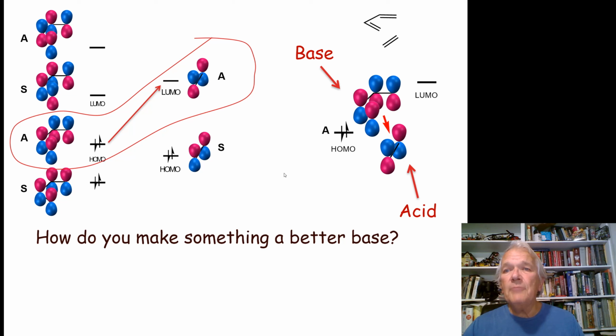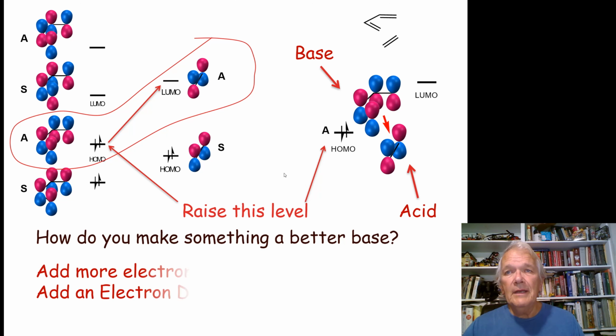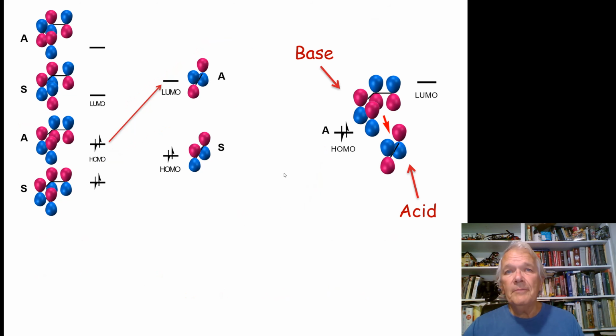Now, how can you make something a better base? Well, you make a better base by adding more electrons. So you want to raise that level, and the way you do that is putting on an electron donor group. Electron donor group will essentially put more electrons in the system, and the HOMO will go up in energy.